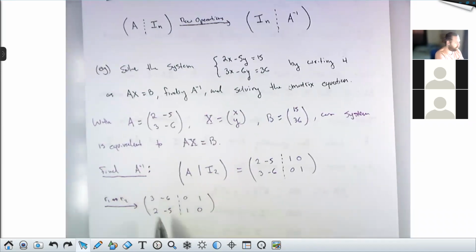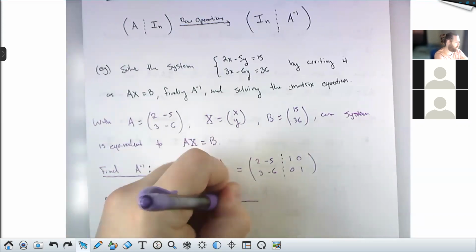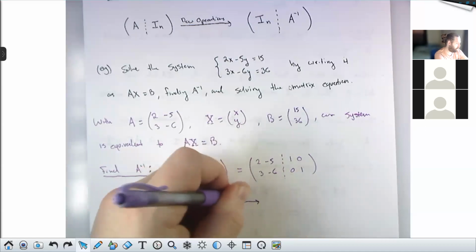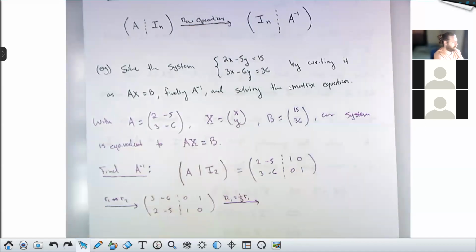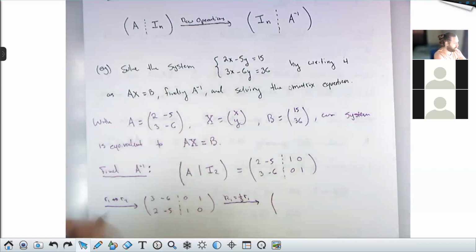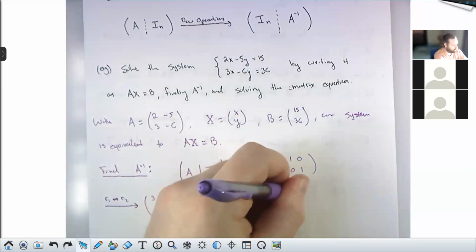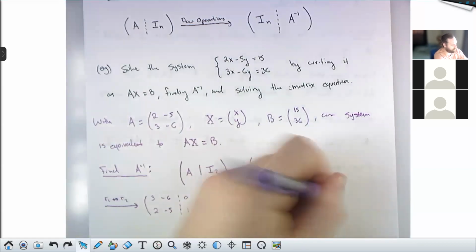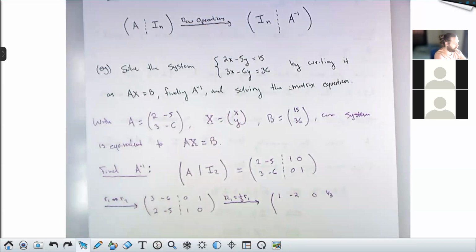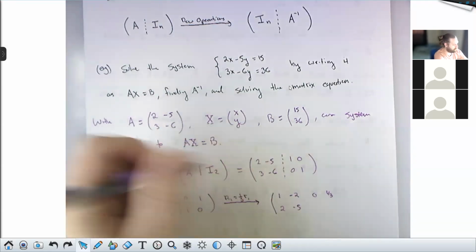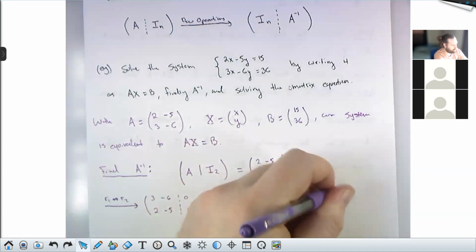Because now if I multiply through the first row by 1/3, this will become a 1, this will become a -2. I'll get 1, -2, 0, 1/3. And row 2 stays the same, 2, -5, 1, 0.